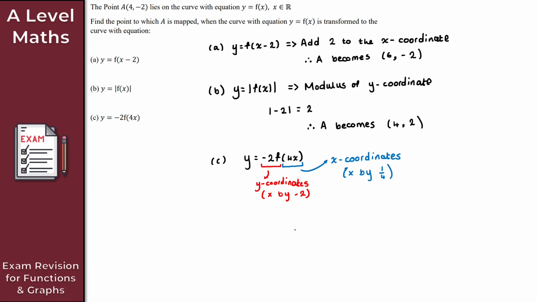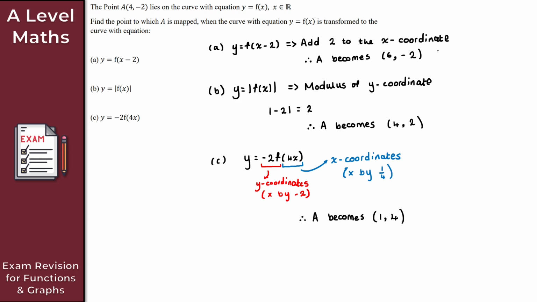Going back to my original pen color. So A becomes, so what do we get here then? Times the x coordinates by 1/4. So 4 times by 1/4 is just the same as dividing 4 by 4, right? You just get 1 there. So A becomes 1 for the x coordinate. And now for the y coordinate here, times those by -2. So -2 times -2 gives us 4. Okay. So for part C then, A becomes 1/4 there.